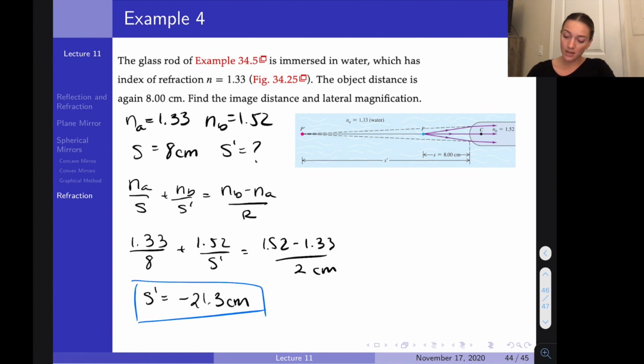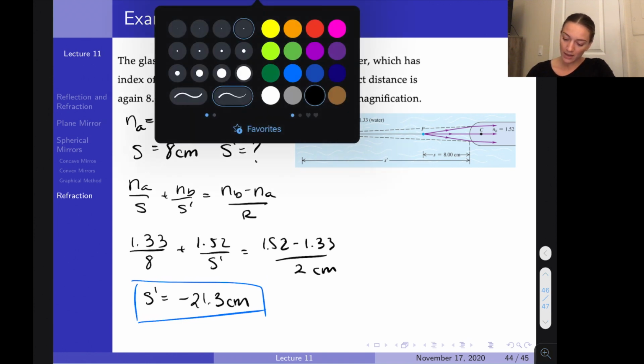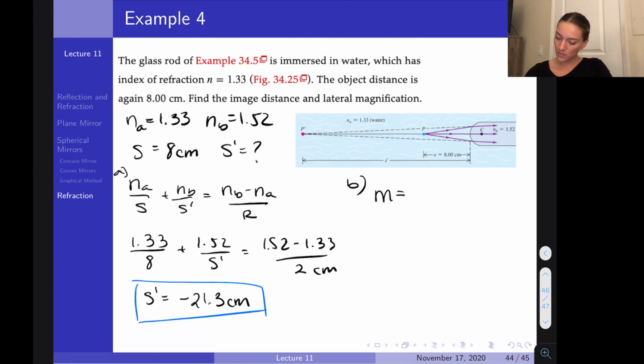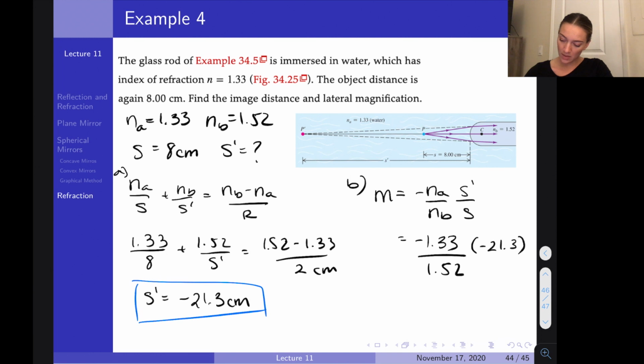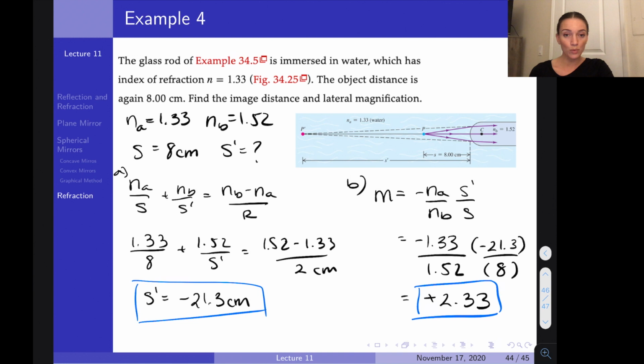And now we want to find the magnification. So the magnification, we can just use this equation. So we have NA is 1.33 and B is 1.52. S prime is negative 21.3. S is 8. This is all in centimeters. And then that gives us positive 2.33. So now our image is upright since it was positive, and then it was also 2.33 times as big.